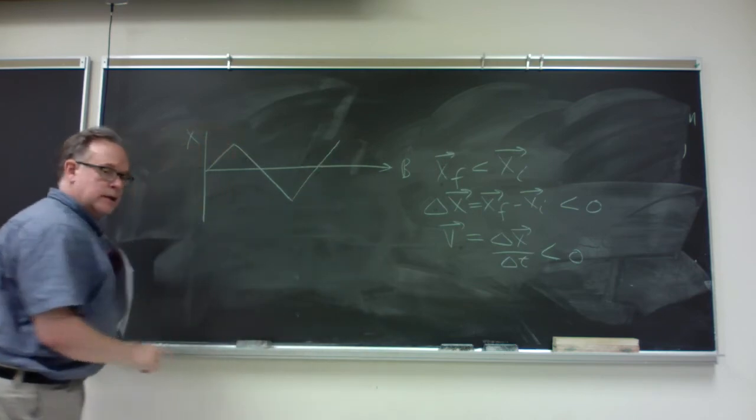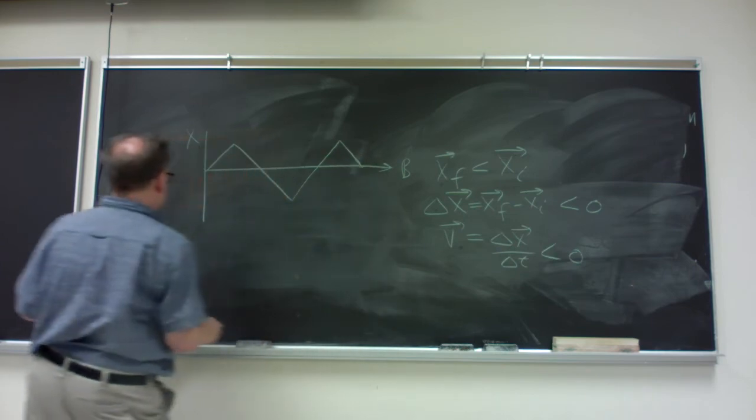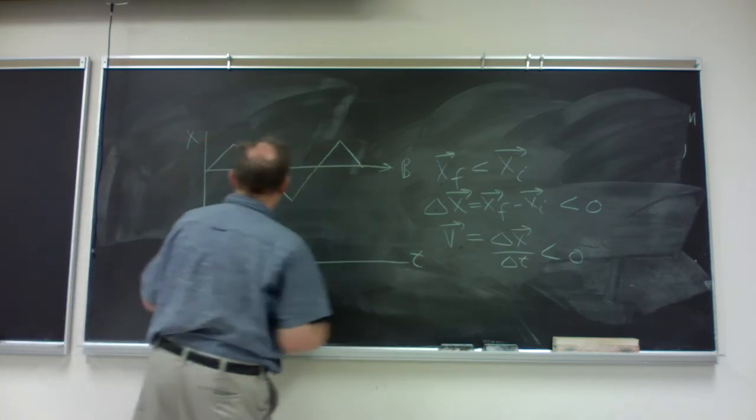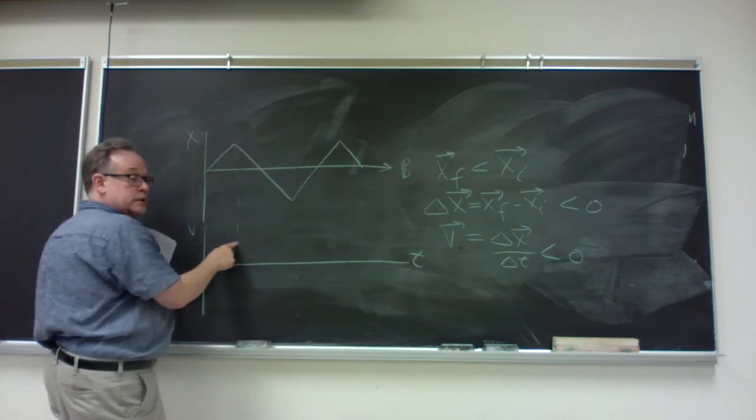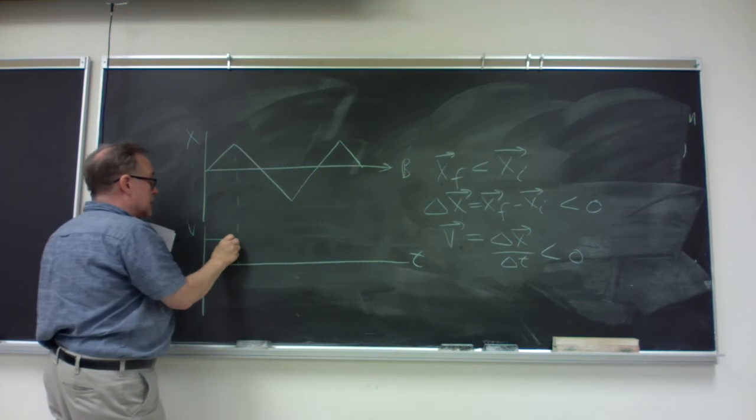Like that. And then what's velocity like? Let's go that far. Velocity versus time. From 0 to this time, we have a constant and positive slope, which means a constant and positive velocity.